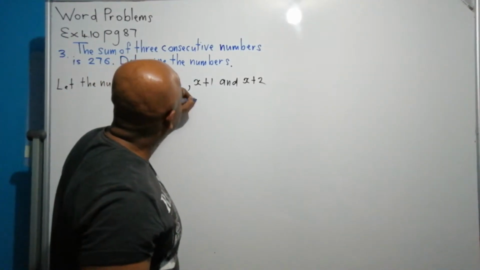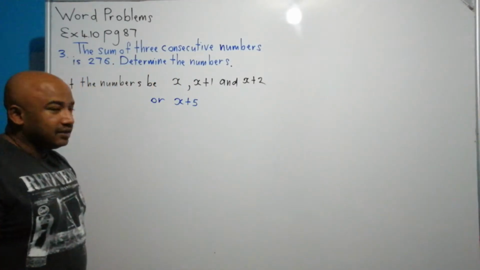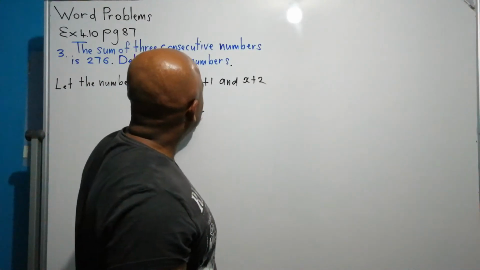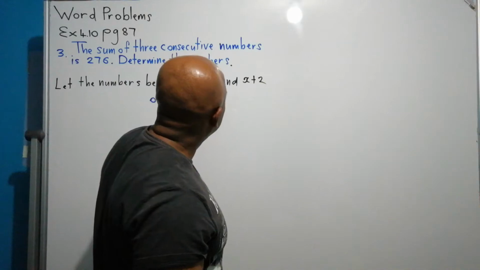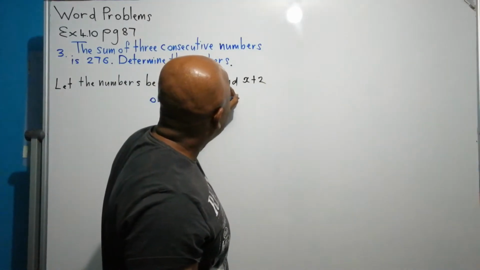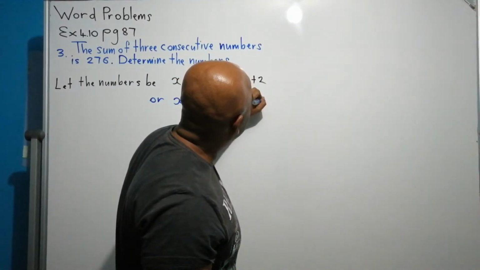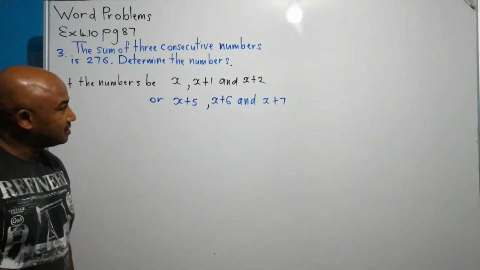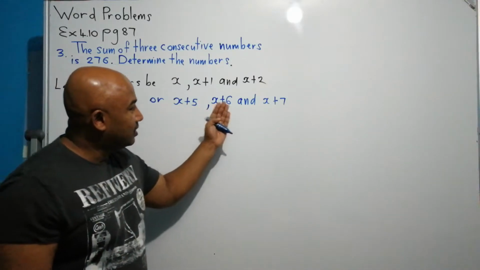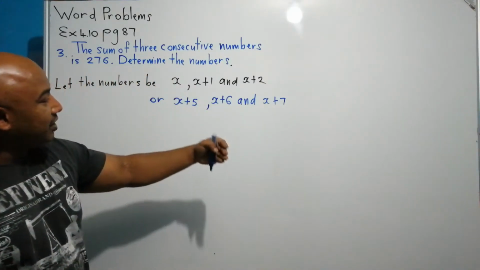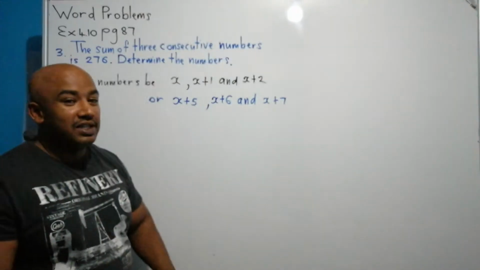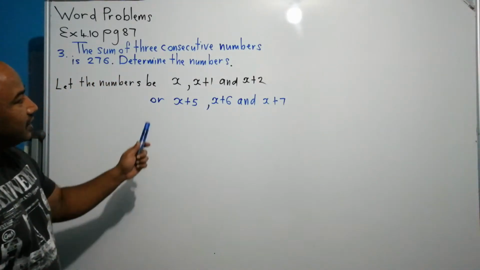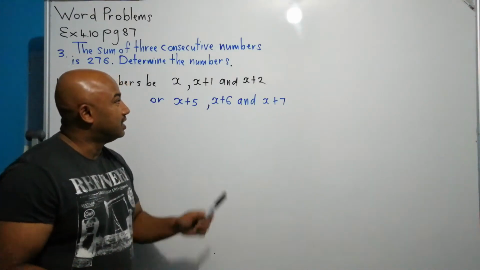Or let's say you started with the first number as, let's take any number, let's go x plus 5. Then your second number will be x plus 6, and the last consecutive number will be x plus 7. So you don't have to start with x, as long as these are consecutive, that means they follow continuously, they have a common difference of 1. So let's use the first option here.